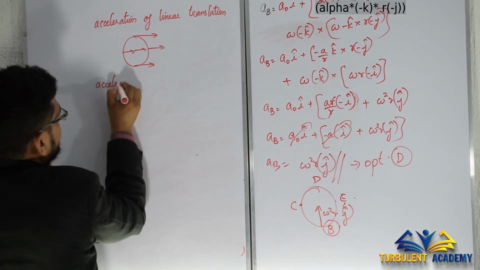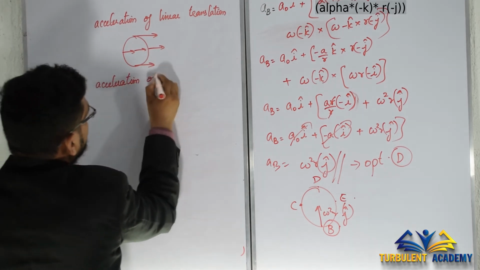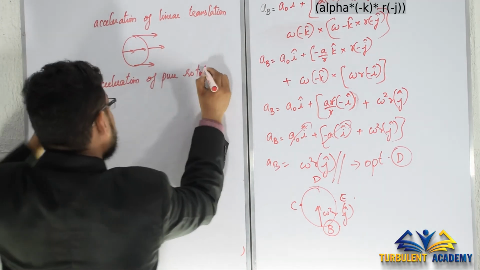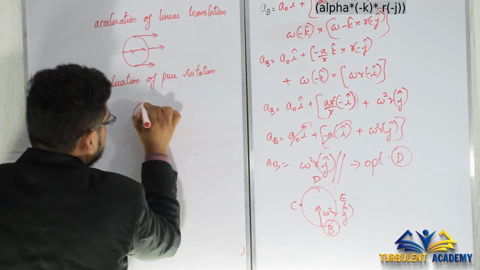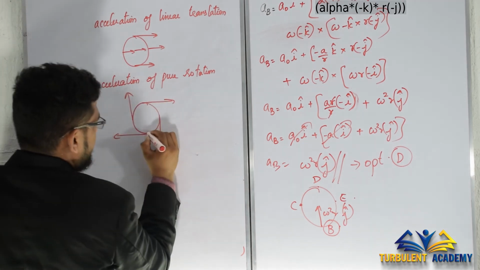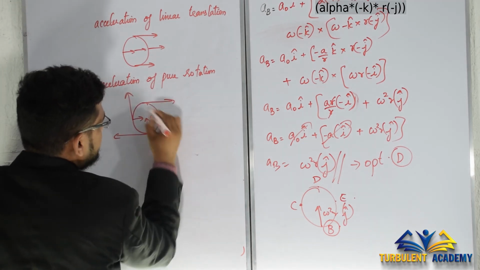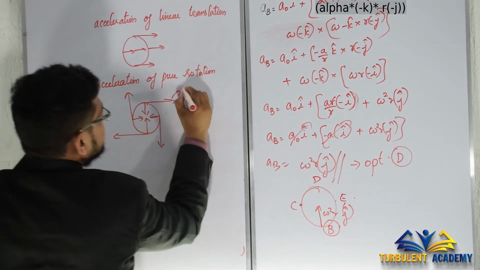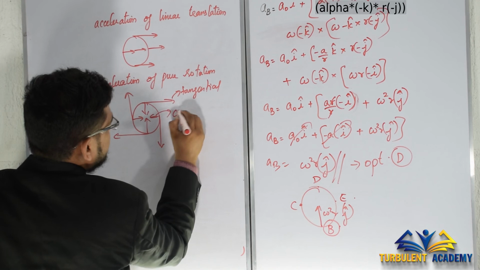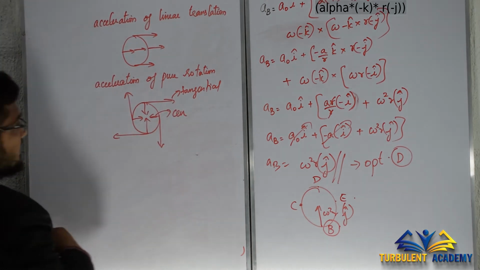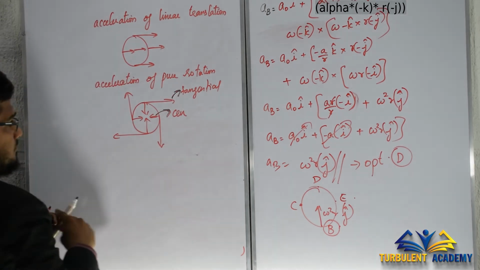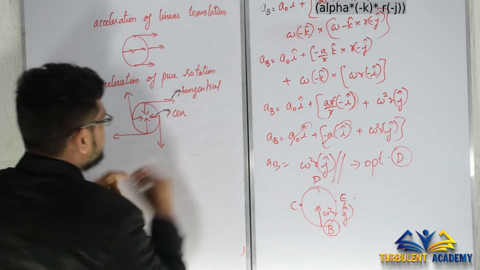Then acceleration of pure rotation. This is going to be like this. So this is going to be tangential acceleration, and we are going to have centripetal acceleration. So this is tangential, this is centripetal. I could use a different marker so that it's easy for you. This is centripetal acceleration.